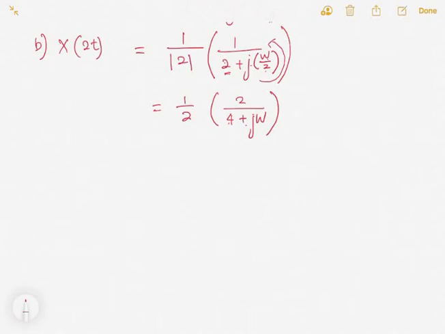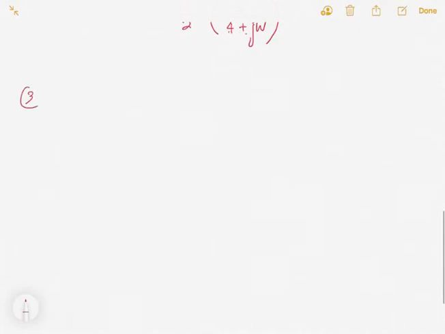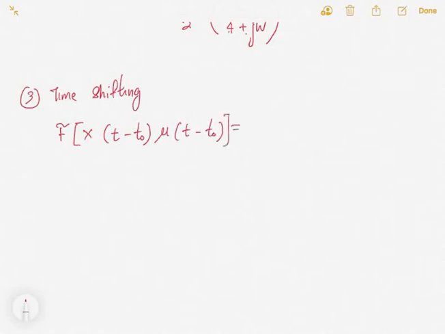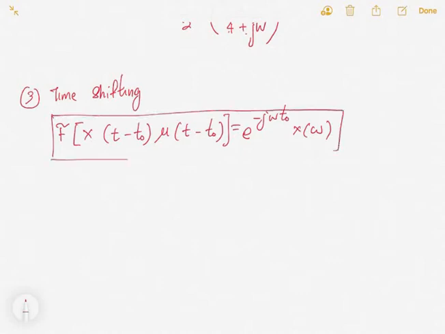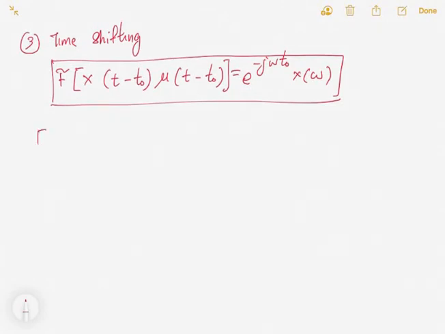Okay, now we shift to the time shifting, the third property. That is time shifting. And then we have this one. The property is the Fourier transform of x(t minus t naught) u(t minus t naught) equivalent to exponent minus j omega t naught X(omega). Okay, so we have this one. Then let's look at the example.